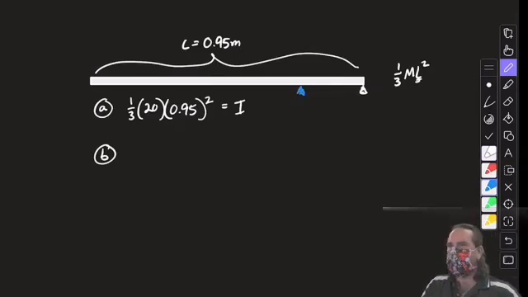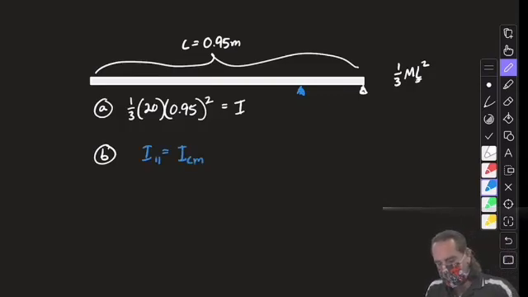So we're still dealing with the 0.95, but now we're going to use the parallel axis theorem to get to this point. The height of the door still doesn't matter, because we're still just dealing with how much the mass is away from this point. So I parallel is going to be equal, and I have to be careful here, this is I center of mass plus M X squared.